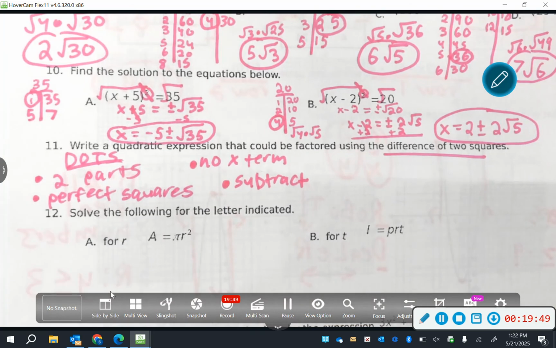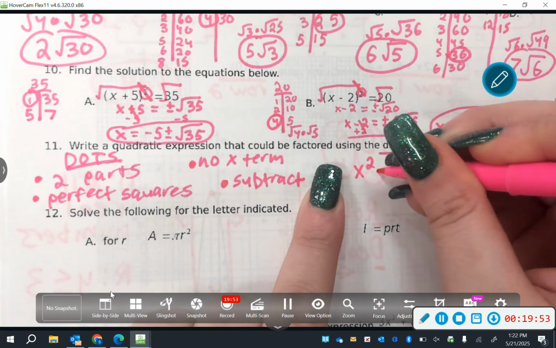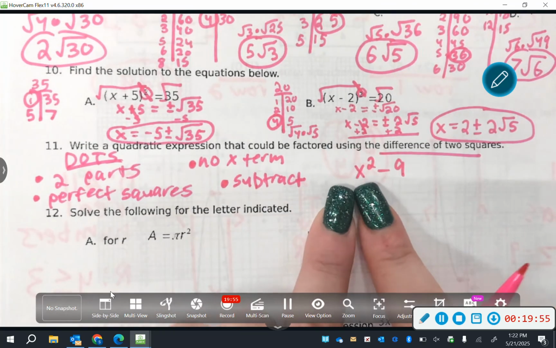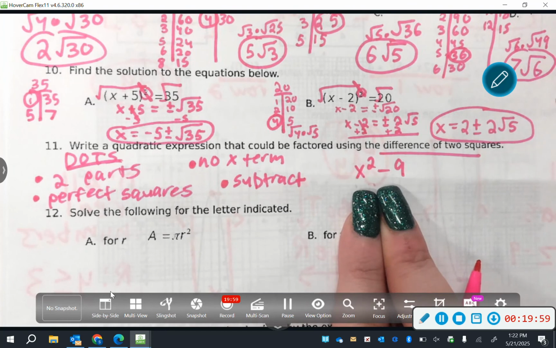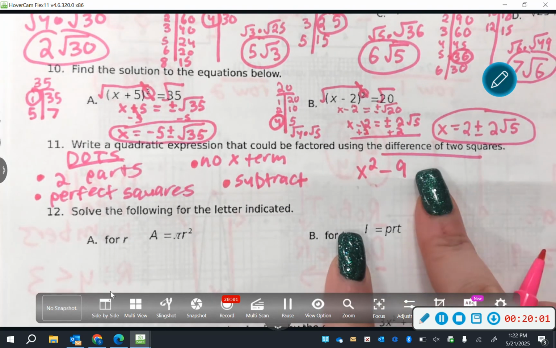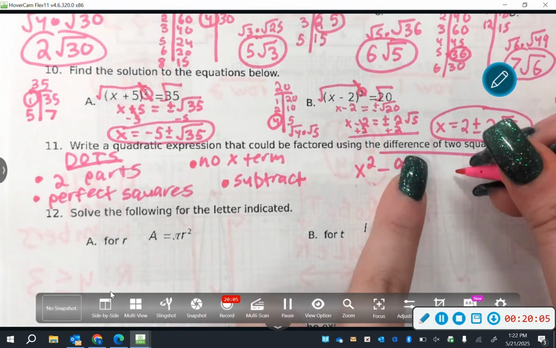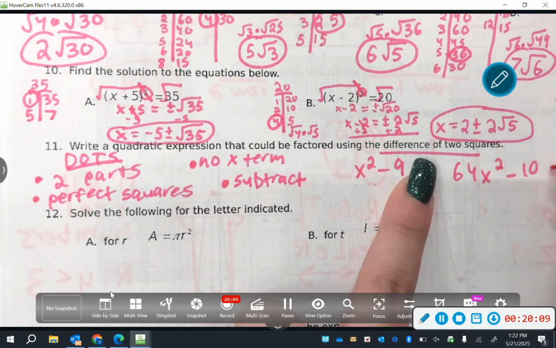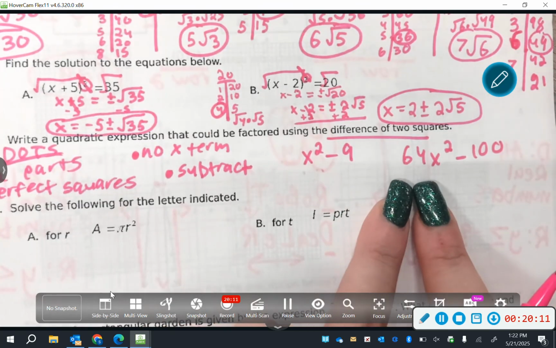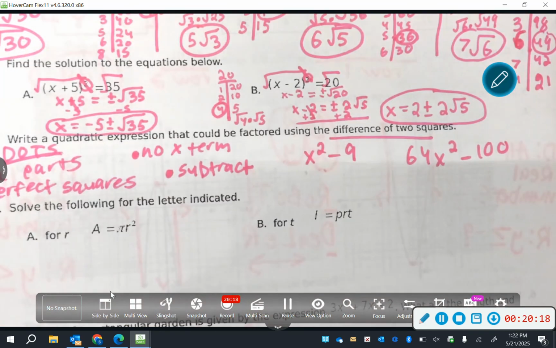So, for example, it could be x squared minus 9, because x squared is a perfect square, x times x, and 9 is 3 times 3. We're subtracting. There's no regular x term. Another example is 64x squared minus 100, because this would be 8x and 8x, and this would be 10 and 10. We're subtracting. That's an example of a difference of 2 squares.